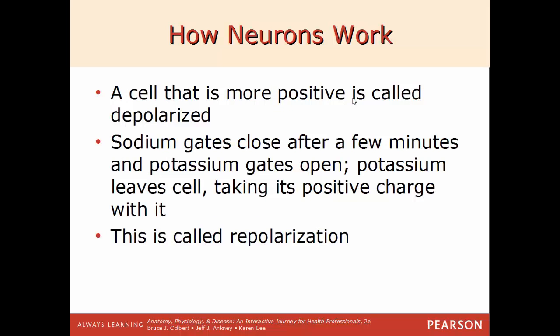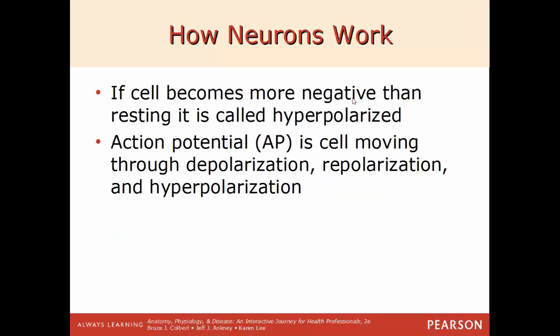Now, these sodium gates will close after a few minutes, and then potassium gates will open. Potassium will now leave the cell, taking its positive charge with it. Now, this is called repolarization. It's going back to normal. If a cell becomes more negative than when it's resting, this is called hyperpolarized. And this whole process is called an action potential, or AP. It's when a cell goes from being depolarized and then repolarized and also hyperpolarization.